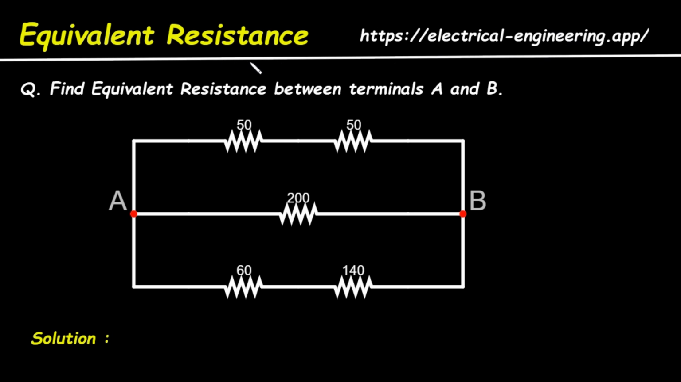In this video, we will see an example on equivalent resistance. Question: find equivalent resistance between terminals A and B. Now here for this circuit, we have to determine the value of RAB. Now this circuit is the combination of series and parallel resistors.